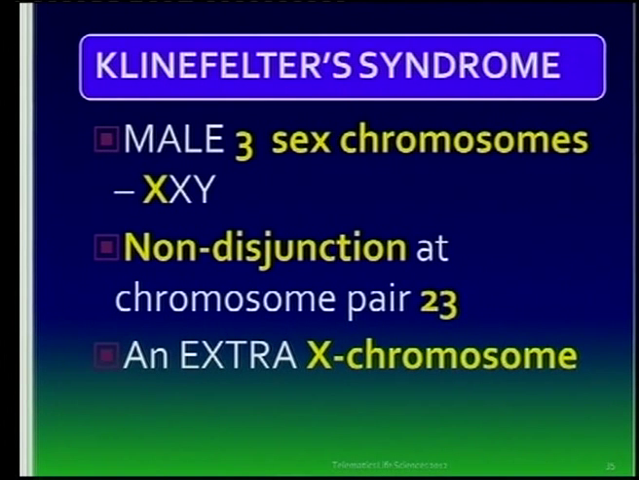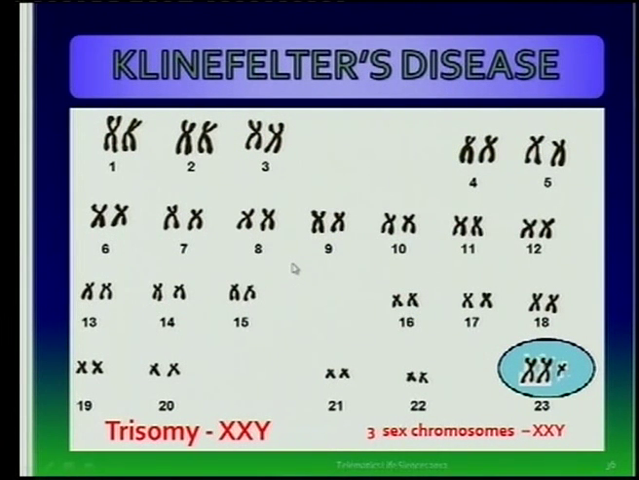Klinefelter is where there is an extra sex chromosome. Then the male has got an extra X. It's also because of non-disjunction at chromosome pair 23. There you can see Klinefelter, 2 X and the Y.